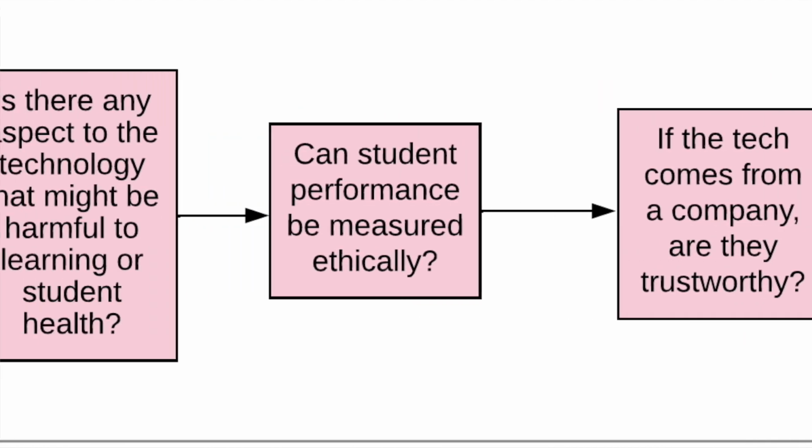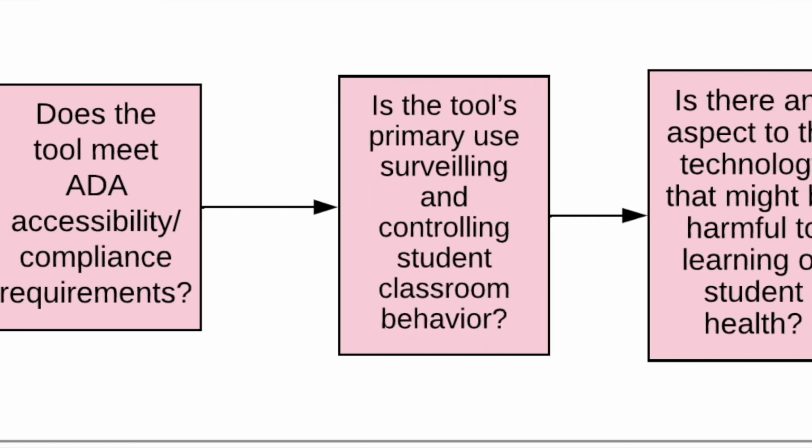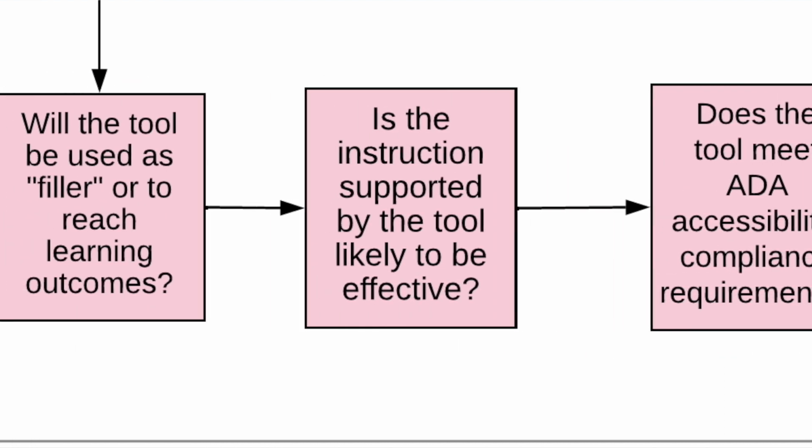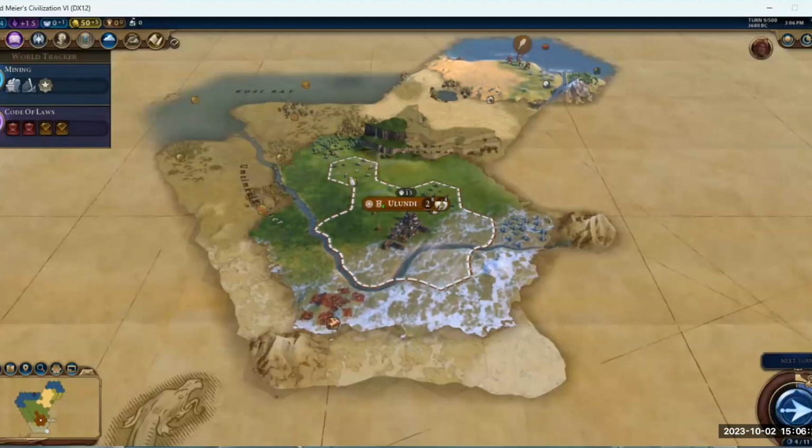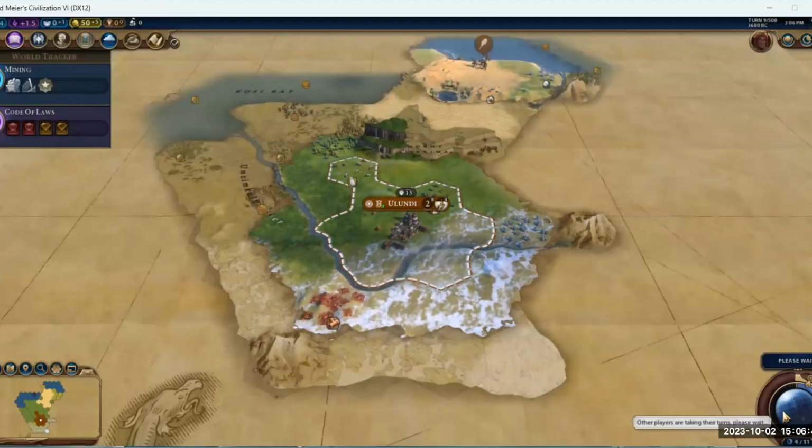Once I've decided that, I have to think about, is the instruction supported by the tool likely to be effective? Earlier on, I was looking to see if there was clear evidence that the tool will improve student learning. And I feel like the evidence is strong enough that the instruction that I want to do is supported by that research and that evidence, that I believe that it can be effective based on other activities that I've done in the classroom that were not game based or were game based but were manual, analog.